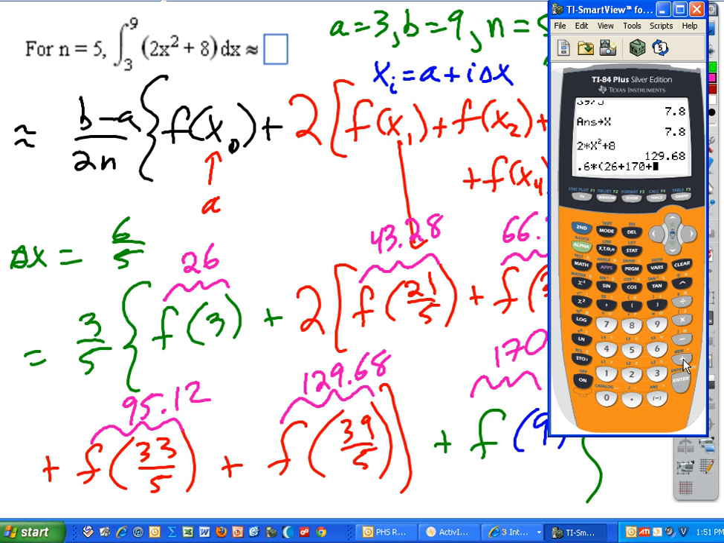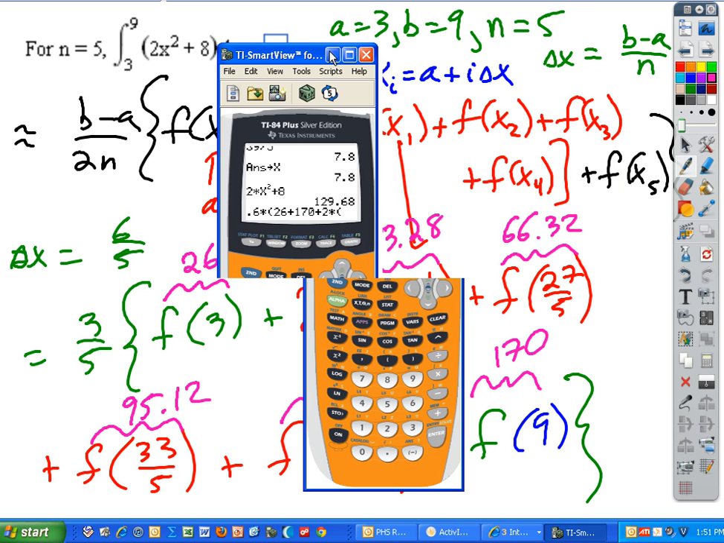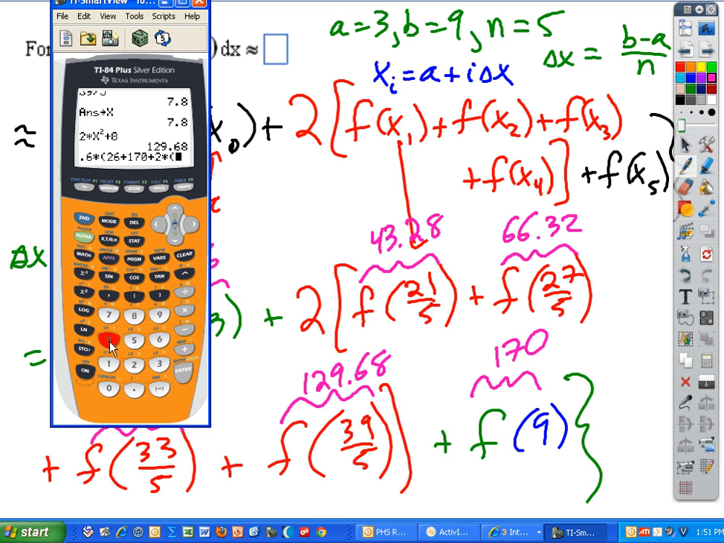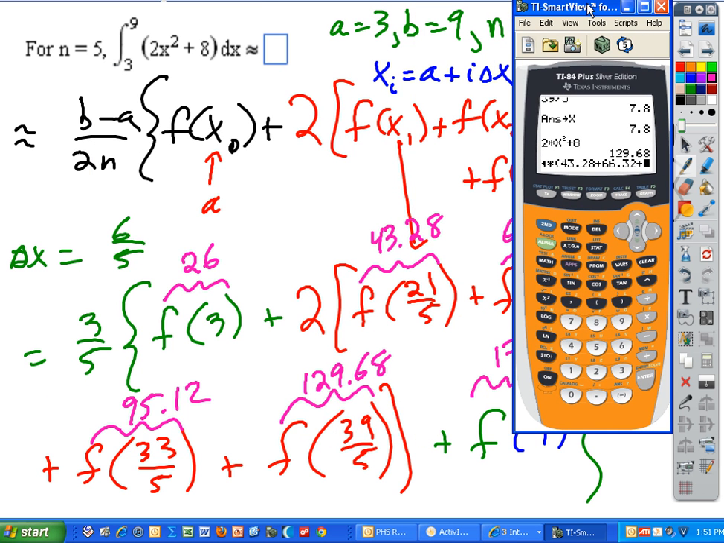Plus 66.32. Plus 95.2. Plus 149.68. Okay, so we'll close that interior sum, right? We added 2 times all that stuff. Close the other sum. Enter. Oh, I actually added it up here, so I added it out of order. So our answer is about 518.88.